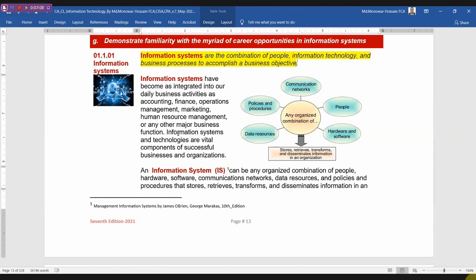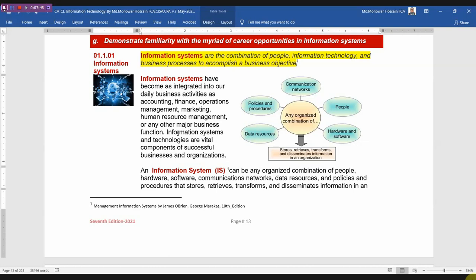To achieve the goal, we need to align the information system with the business goal, its mission or vision. So information systems have become an integral part of our daily business activity. For example, our accounting, finance, operations, decision making, marketing, human resources, supply chain management, and any other major business function are all integrated. Information system technologies are a vital component for a successful business and organization.